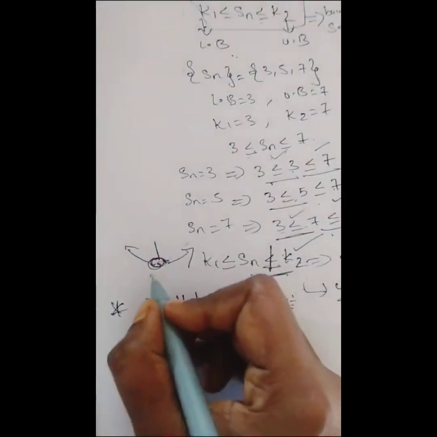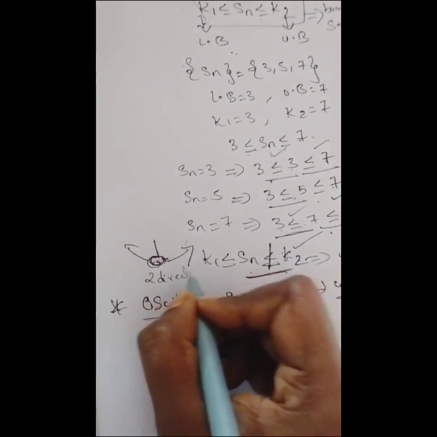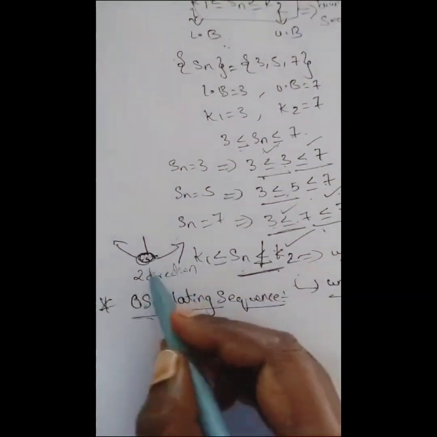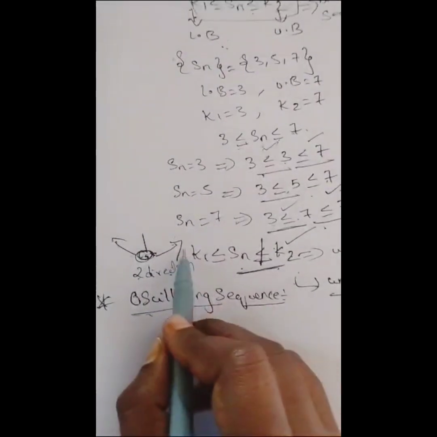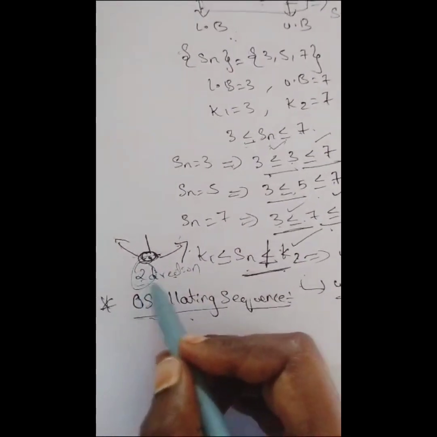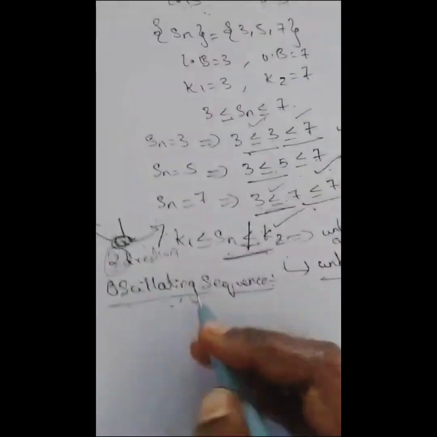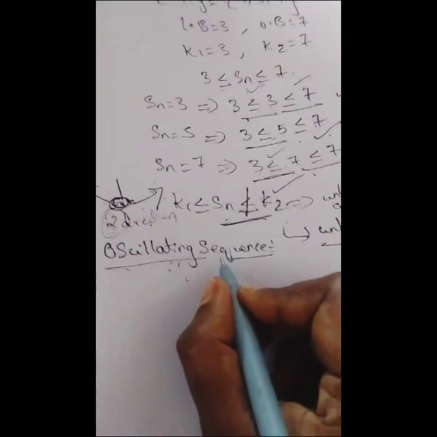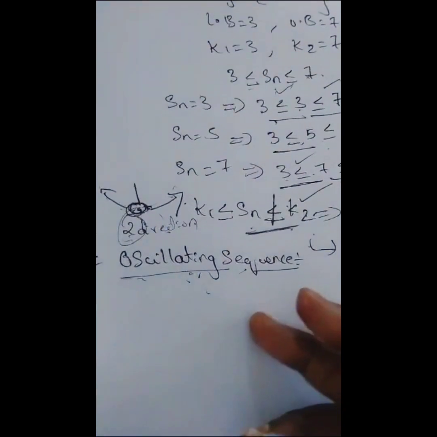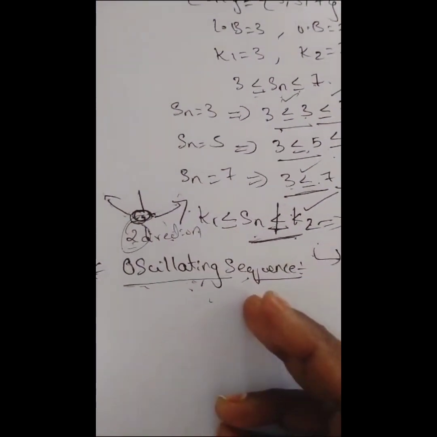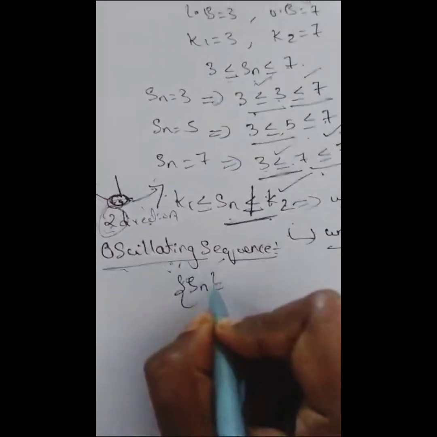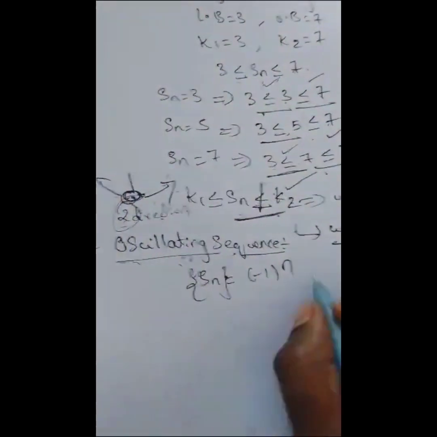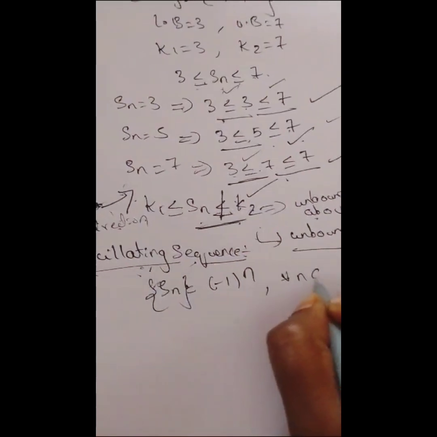Here only two directions will be there. Once it goes to the left, again it goes right. So it repeats the two directions constantly. So here also, a sequence is said to be oscillating if the values are repeating continuously: two different values, lower bound and upper bound, repeating continuously. For example, if you take a sequence Sn as (-1) to the power n, for all n belongs to Z plus.